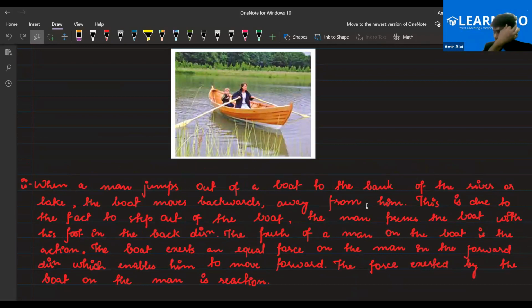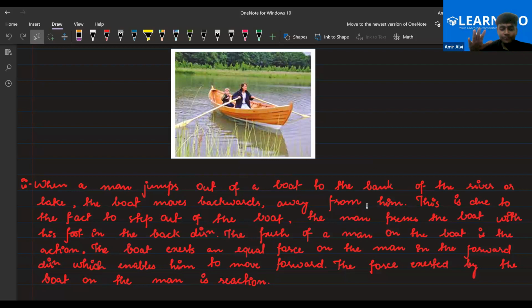I have experienced this when I was on a trip to Kashmir Valley. I took a ride in a boat, and when I was coming out of that boat, it was very unstable at that time. I thought that I would fall.